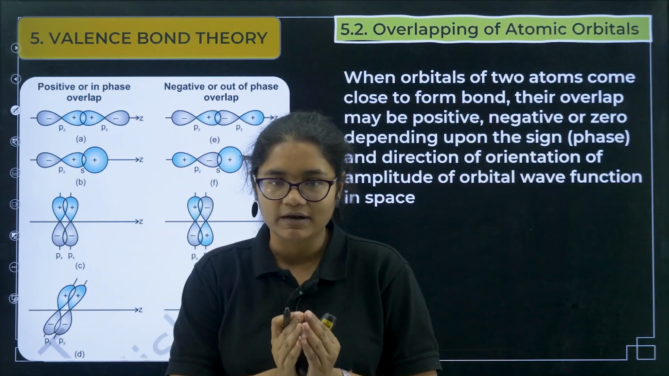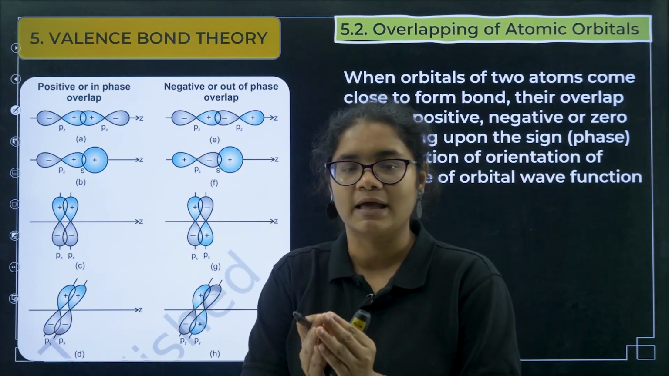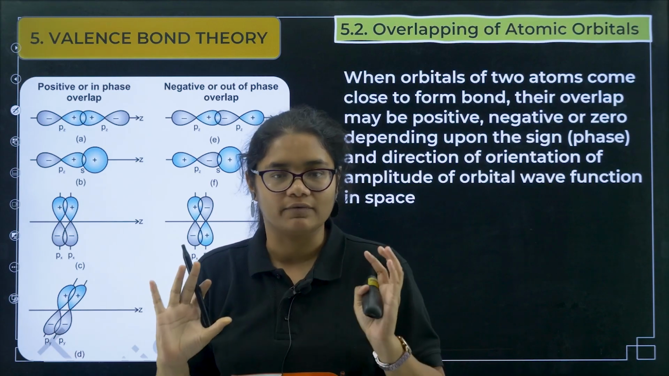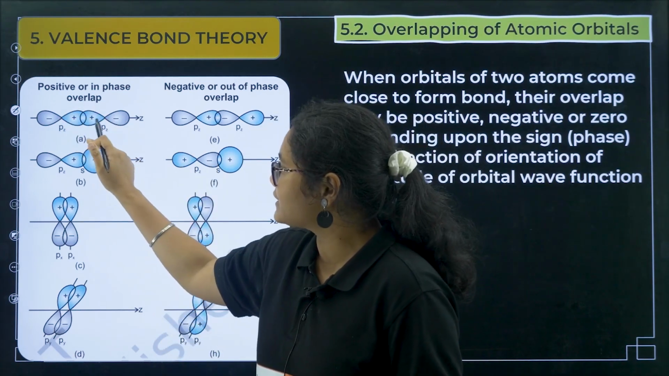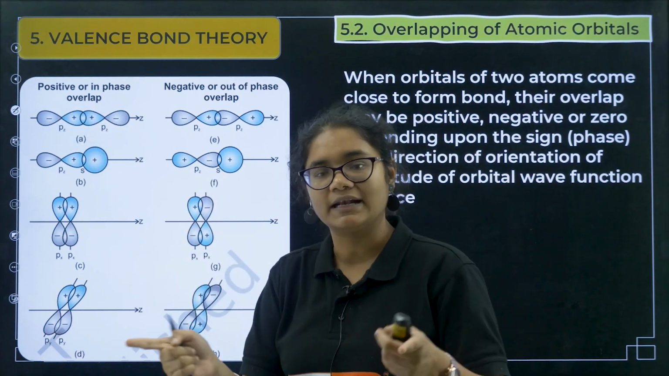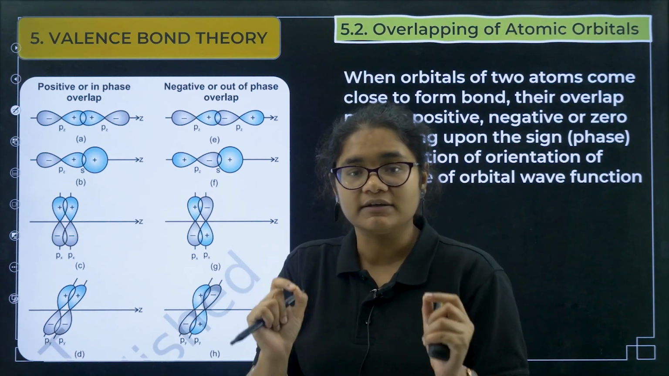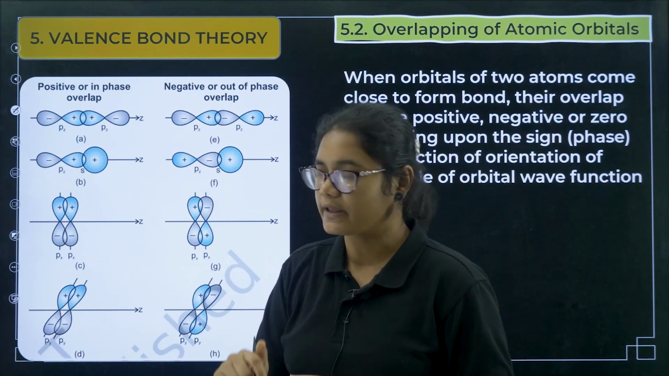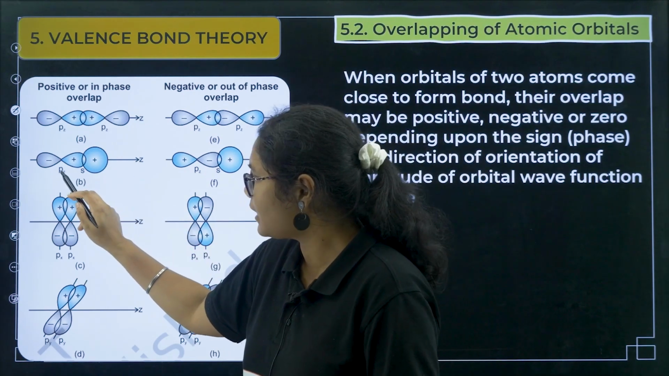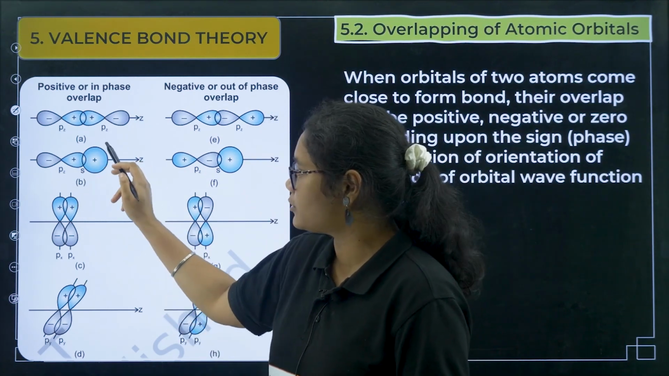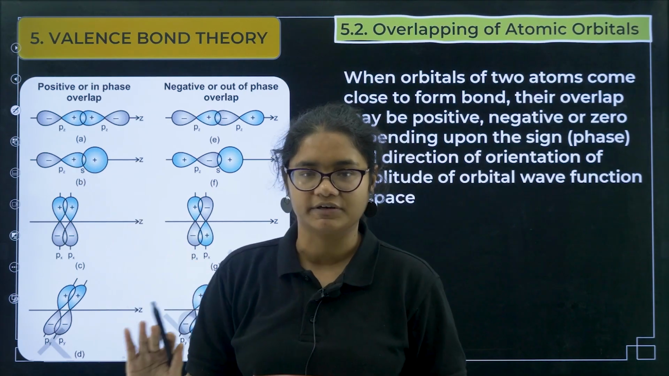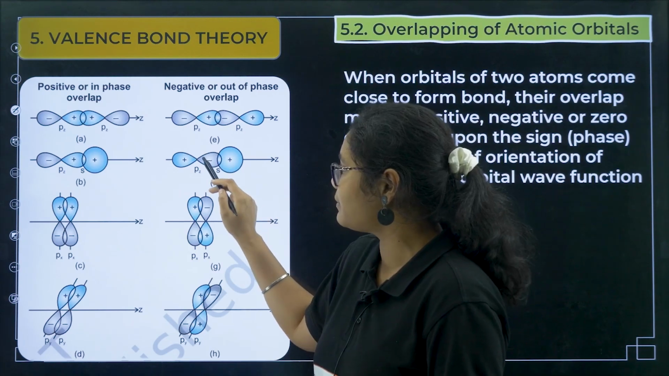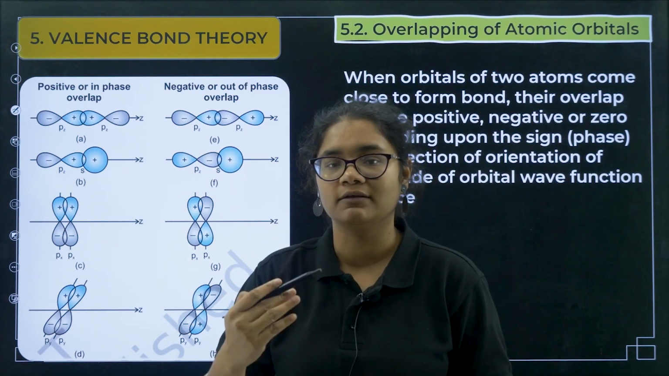When same sign will overlap, it is positive or in phase overlap, and if opposite signs will overlap, it is called negative or out of phase overlap. Okay, so do not think that only positive can overlap. Even the negatives can also overlap. So remember, positive overlap means same sign, negative overlap means opposite sign. Now if you see here, pz and s is always positive, so plus and plus, this will be a positive overlap. But if you see here, s is always positive, pz is negative part if it is overlapping, then it is called negative overlap.